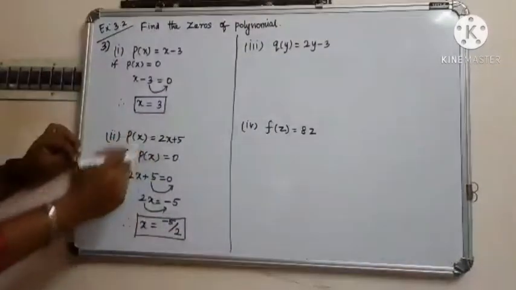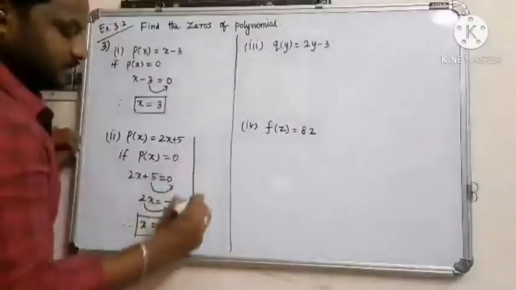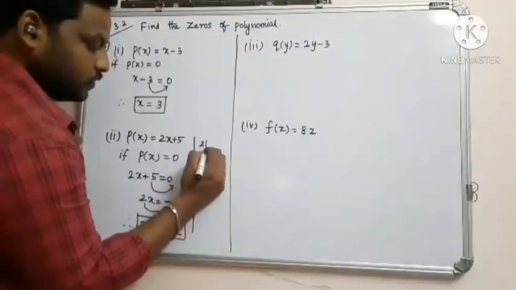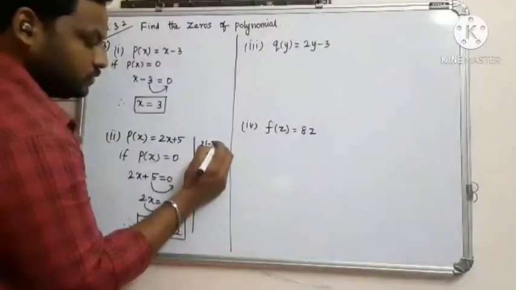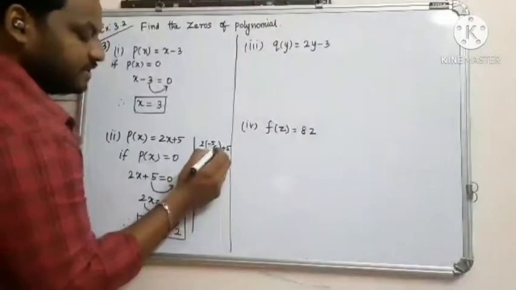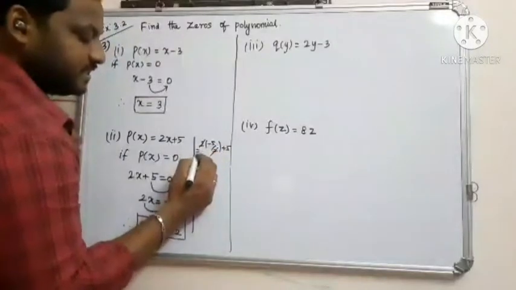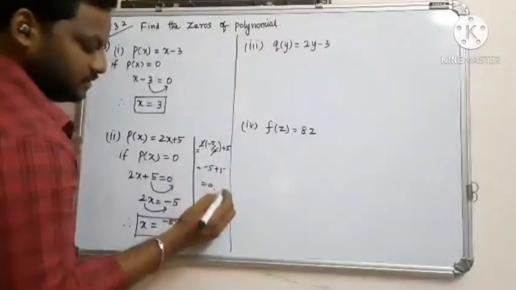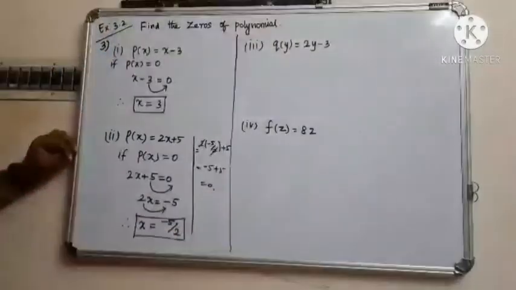Substitute the value. This is only checking, no need to write. So 2 into minus 5 by 2 plus 5. So 2 will be cancelled, which is equal to minus 5 plus 5, which is equal to 0. So your answer is correct.